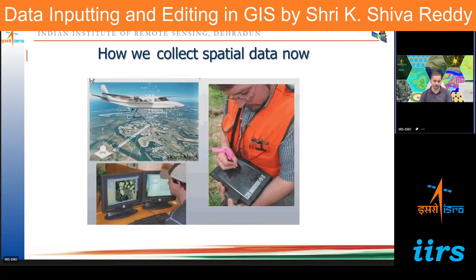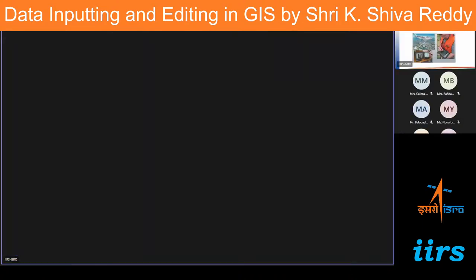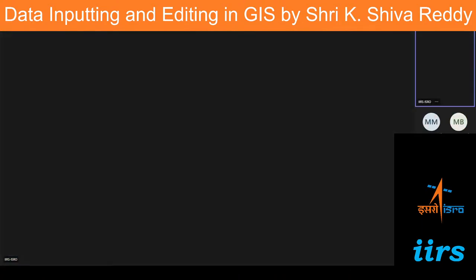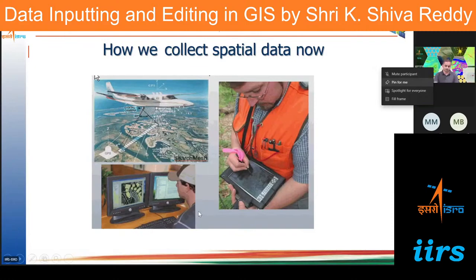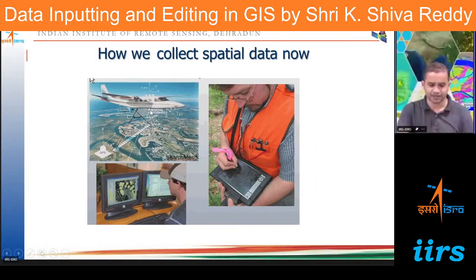But if you see now, it is much smarter, much easier, and more instruments are being used. So now you can collect data from aerial aircraft. Again, 20 or 25 years back, the aircraft used to have an analog camera, or cameras with negatives. Now everything is equipped with a digital camera.